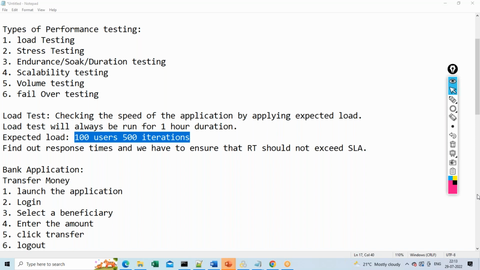Because at the end of the day, the client wants only end user satisfaction. Who is the user actually working on the application? Unless and until they complain, the client will not tell anything to us. So we have to ensure that whoever the end users are, they should not face performance issues. For that we have to work.